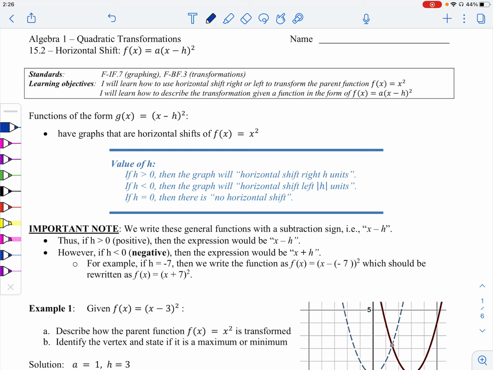So we're horizontal shifting our parent function. We're looking at this new equation compared to our parent function f of x equals x squared. You notice the only difference between these two is we have this minus h in there. So we're just adding that one thing. H stands for horizontal, and that's what we're going to see.